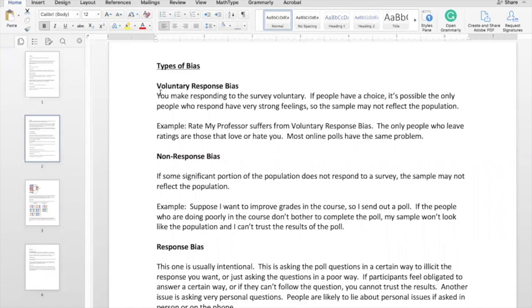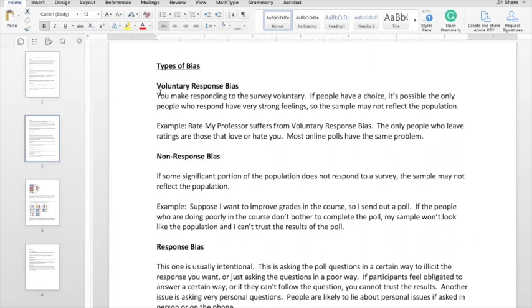Voluntary response bias is you send a survey out to everybody and not everybody replies to it. Only people that really care one way or the other respond to your survey. Then you end up with what's called voluntary response bias. You get a biased sample.